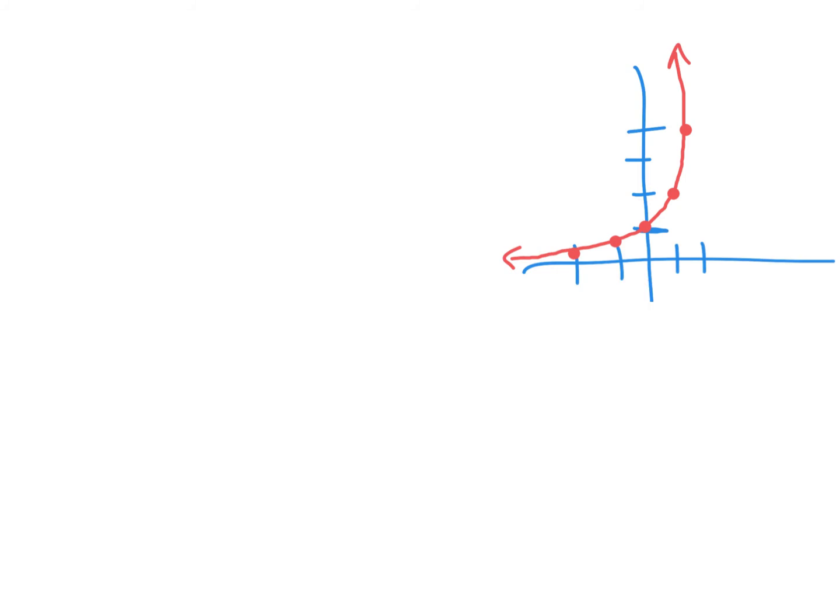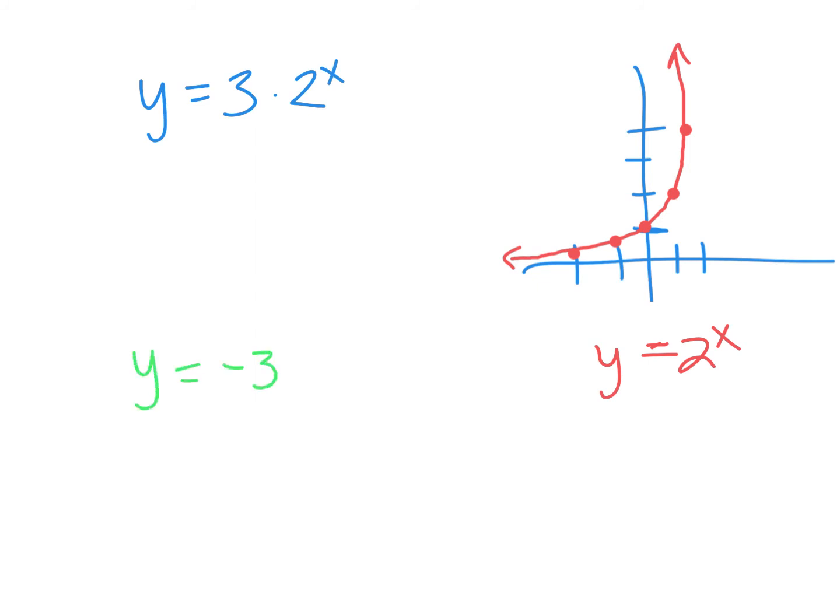Okay, so there's the graph we did, and this graph represents, I'm going to do it in red, y equals 2^x. Yes, we already did that one. So we need to graph y equals 3 times 2 to the power of x, and y equals negative 3 times 2 to the power of x. So you can make quick little tables.